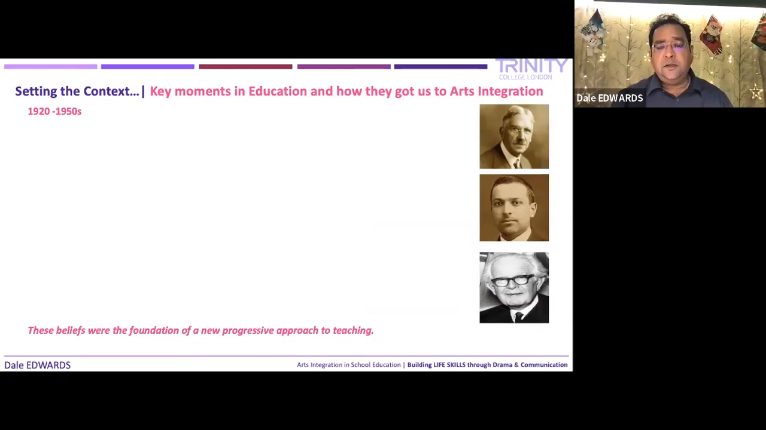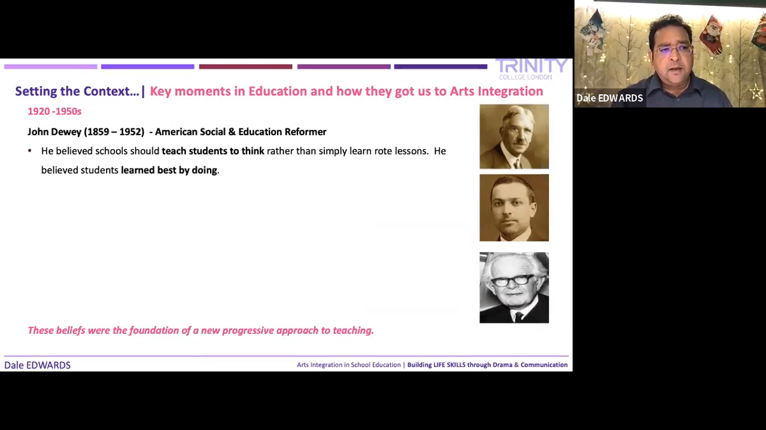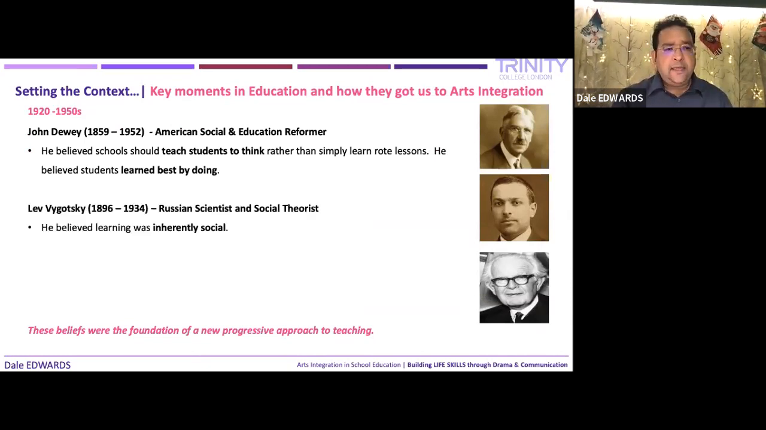And during the 1920s to the 50s, there were some really important contributions that were made. A gentleman called John Dewey came out and said that to teach, we have to teach students how to think. And he believed that students really learn best by doing. And then somewhere in the 30s, Lev Vygotsky, a Russian scientist and social theorist, said that everybody learns by observing what's happening in society around them.